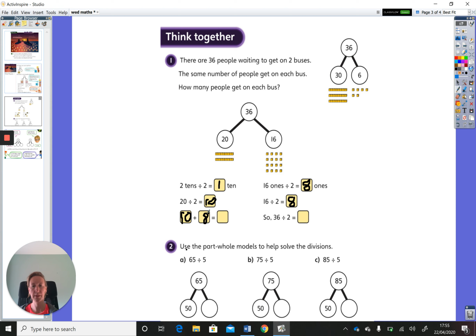10 plus 8 is 18. So 36 divided by 2 is 18. Now, some of you may have been able to just do that straight away in your head, and you may have known that 36 divided by 2 is 18, and that's absolutely brilliant. But if you just get into the habit of doing the part whole method and then just breaking it down into tens and ones and then adding it together, what you'll find is when we move on to the bigger numbers, it might just be slightly easier.